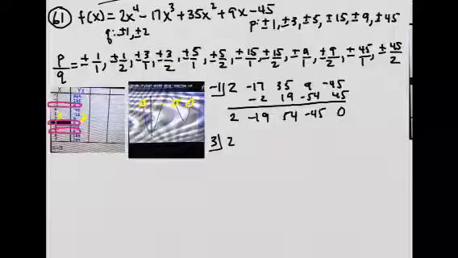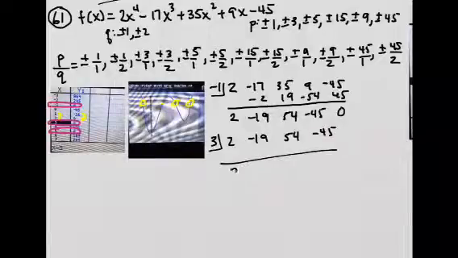So 2, negative 19, 54, negative 45. So bring down the 2, multiply, you get 6, then that gives you negative 13, that gives you negative 39, and then that's 15, so that gives you 45 and 0. Okay, so I can use 5 since I know it's a 0, or I can use quadratic formula or factoring. Since I know 5 is a 0, let's go ahead and use 5.